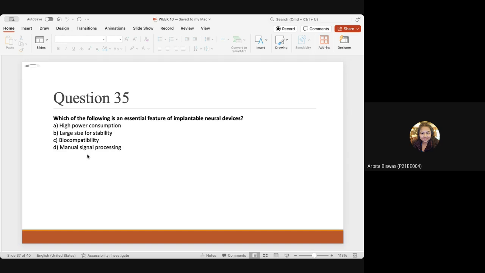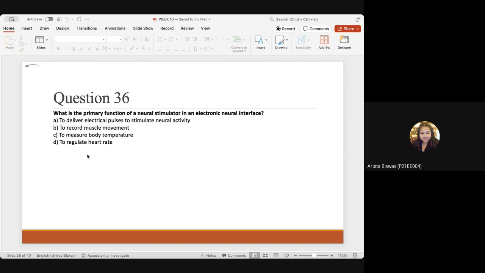So next, the question number 35. Which of the following is an essential feature of implantable neural devices? So first option is the high power consumption. Option B is the large size for stability. Option C is the biocompatibility. Option D is the manual signal processing. Biocompatibility, ma'am. Yes, biocompatibility is the right option.